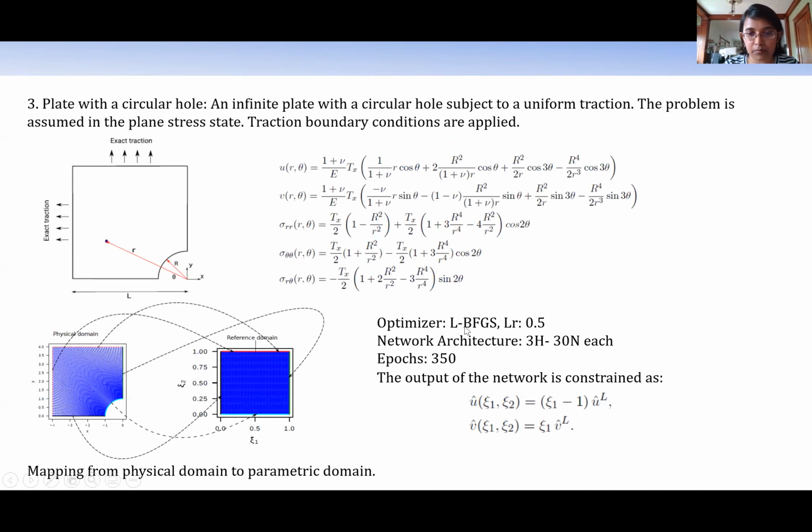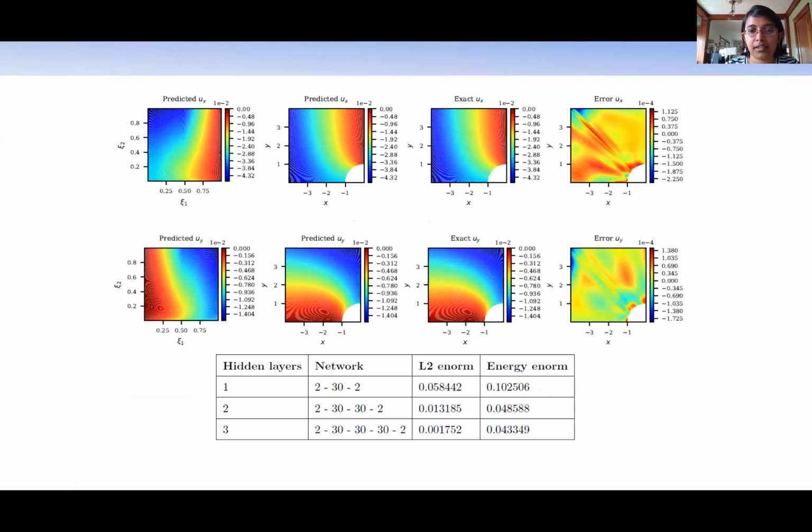Here they have used LBFGS as the optimizer, and the network architecture also remains the same. They have applied a lift solution to exactly match the boundary conditions as specified in the physical domain. There are also analytical solutions available for u, v and the stresses, the radial stresses. Here they have made a comparison: as they increase the number of hidden layers, they have shown that with a larger network, they get a lower L2 norm and energy norm, which is obvious.